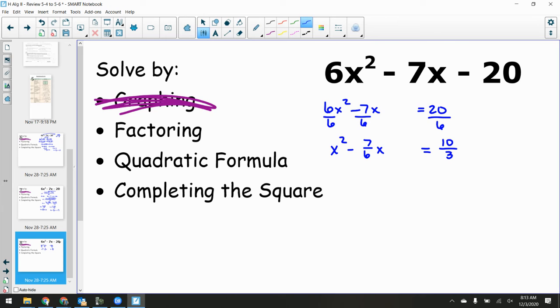All right, so let's take some preliminary work here. I've got to take negative 7/6, take half of it, which is negative 7/12, and then I'm going to square it. So I'm going to add to both sides, squaring numerator and denominator, 49 144ths.